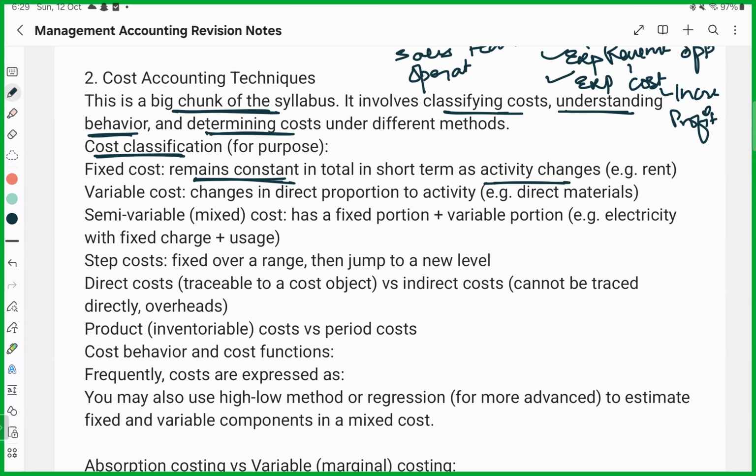Now the variable cost. Variable cost changes in direct proportion to the activity. We understood that fixed cost will always be there irrespective of whether manufacturing is happening or not. Now, what's variable cost? Variable cost means it will be incurred if we are manufacturing the product. So, to manufacture a product, say I will need 1 kg of raw material.